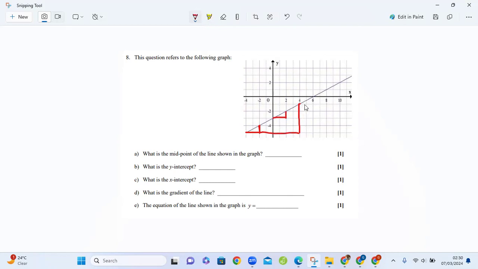Now let's see how many units we've got to go vertically. If we go 8 again, 1, 2, 3, 4, 5, 6, 7, 8. So therefore this is the midpoint right here. The x coordinate is 4, the y coordinate is -1. So the midpoint is (4, -1).